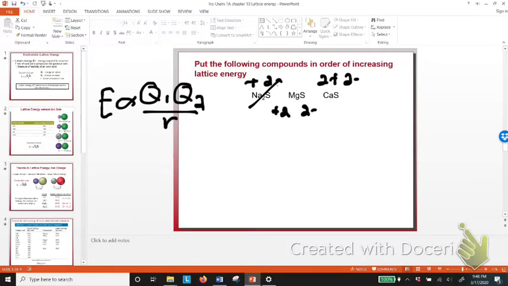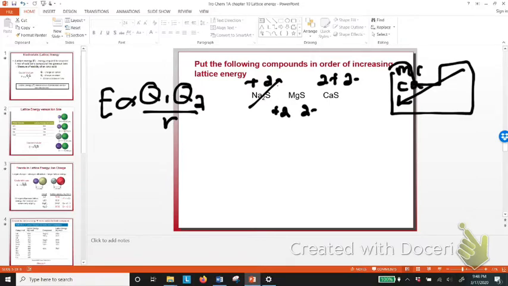So next we want to look at radius. Since the sulfide is the same, we want to look at the magnesium versus the calcium. So once again, just a reminder that on the periodic table, the size gets larger as you go to the lower left-hand corner of the periodic table. Since calcium is lower than the magnesium on the periodic table, it will be larger. So the larger calcium ion will have a smaller lattice energy.